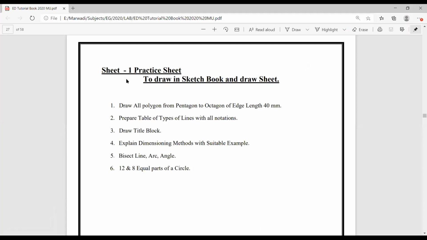So what we have completed till now: you know the types of line, right? You know the dimensioning system. You know the bisection of line, arc, and angle, and 12 and 8 equal division of circle, right? Along with the 12 and 8 equal division of circle, there is one question, equal division of line, which is not included in this practice sheet, but that is also important and useful. So I will guide you on how to make the equal division of the line also.